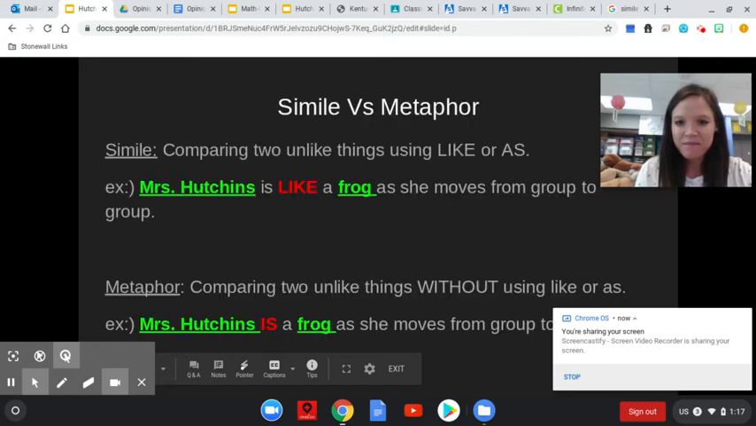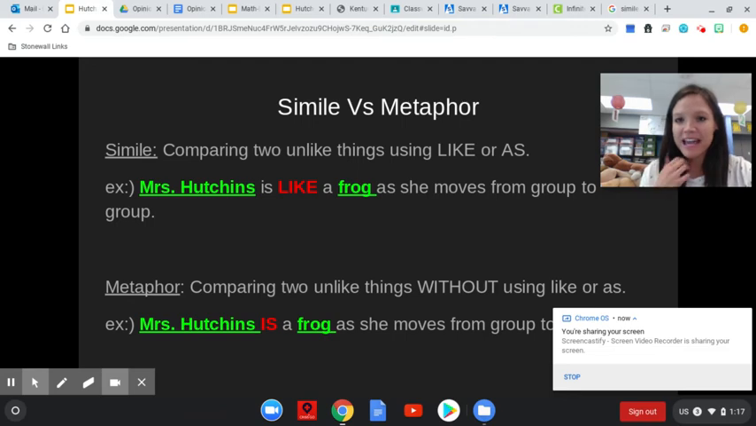We're just going to talk about two different types of figurative language today, and that's going to be similes and metaphors. So, a simile is when you compare two unlike things using like or as. For example, you can say, Miss Hutchins is like a frog as she moves from group to group. So, the two things I am comparing are Miss Hutchins and a frog. And I'm using that like. That's why I have it in red there. So, I'm using like to compare those two things. So, that is why it's a simile.